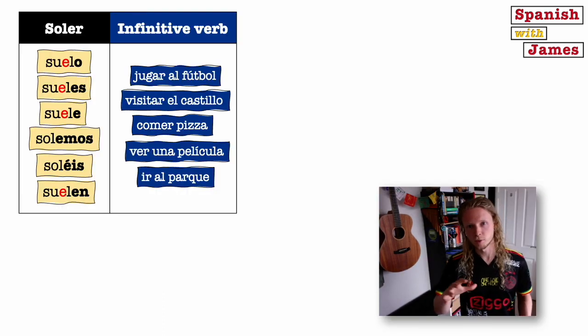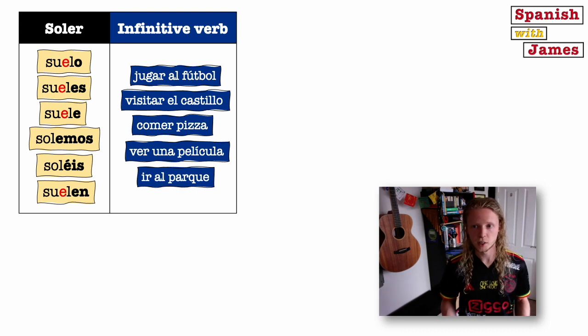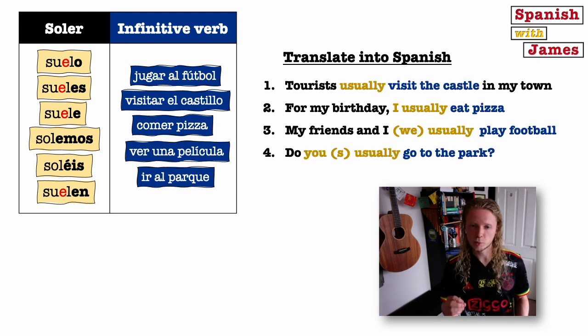So you now know how to form soler, you know to use it with an infinitive verb, but before you go I want you to try translating some sentences just to make sure this really makes sense, because sometimes we can understand it on a conceptual level, but until we actually try and use it in our own speaking or our own writing, we might not actually know how well this has really sunk in. So translate these sentences into Spanish.